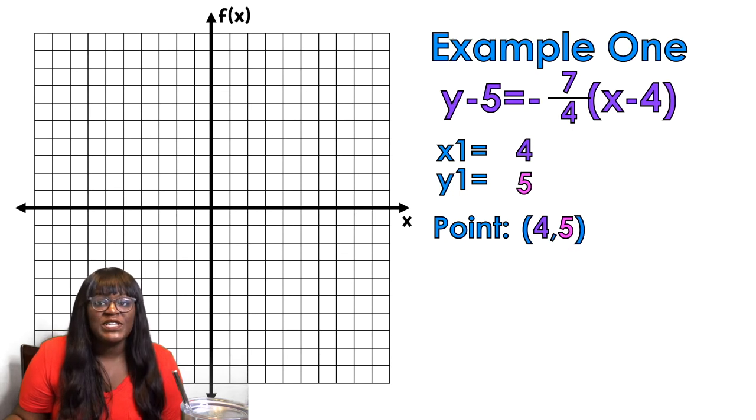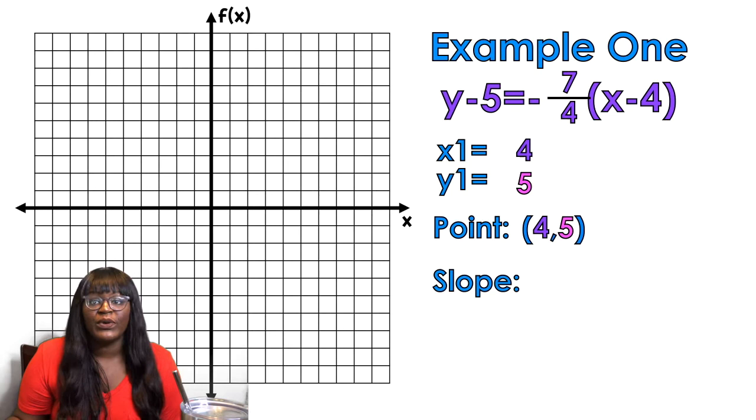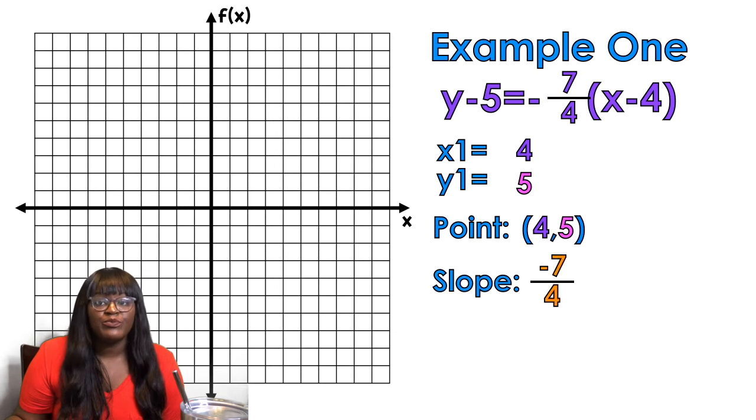And then my slope is going to be the number in front of the parentheses. So that's negative 7 over 4. And now I can graph. So what we're going to do is plot our point, and our point is going to be 4 comma 5. So starting at the origin, I'm going to move over 4 and I'm going to rise up 5.